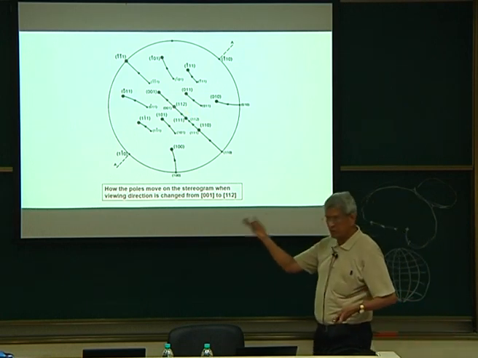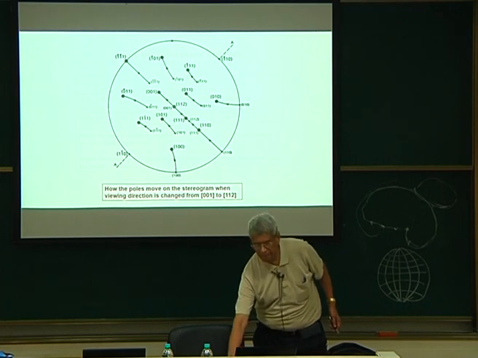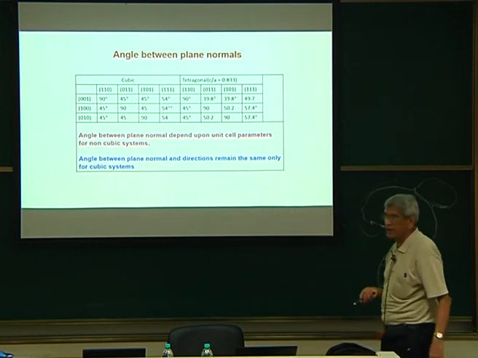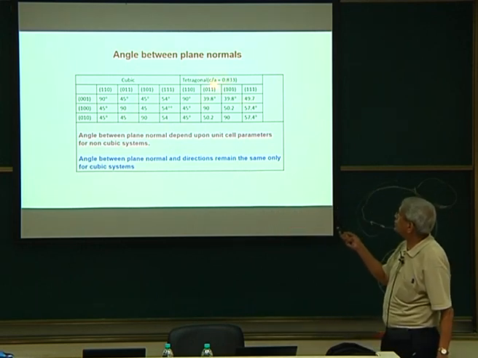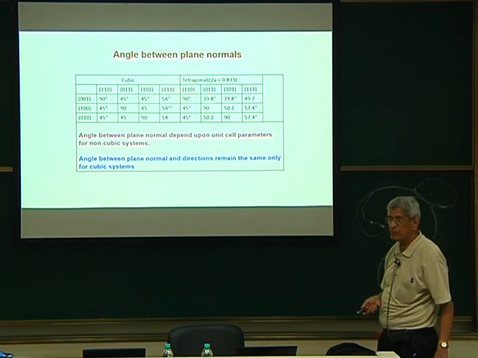This is how we can generate any stereogram. Suppose a crystal is a tetragonal one. Then if the C/A ratio changes, we will immediately find that the angle between the different planes changes. Between 001 and 110 it is 90, and between 001 and 011 it is 45 in the cubic case, but it's tetragonal, so for this particular C/A ratio, this angle will change.